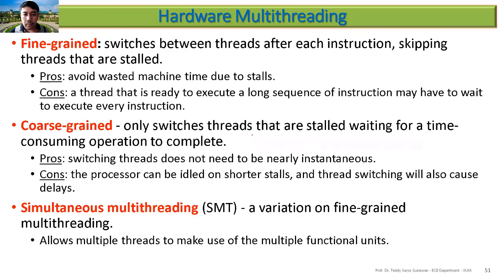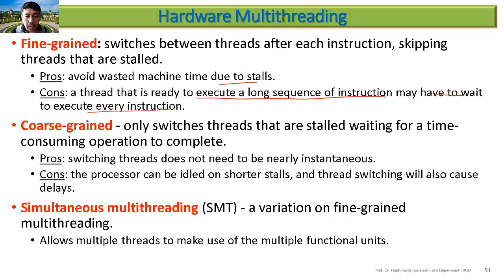Hardware multi-threading can also be fine grained. You switch between threads after each instruction, skipping threads that are stalled. The advantage is that it avoids wasted machine time due to stalls, but the disadvantage is that a thread that is ready to execute a long sequence of instructions may have to wait to execute every instruction.